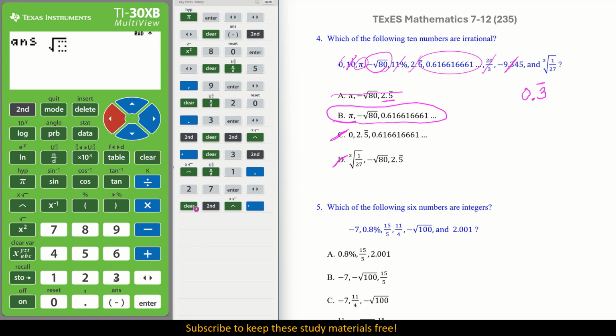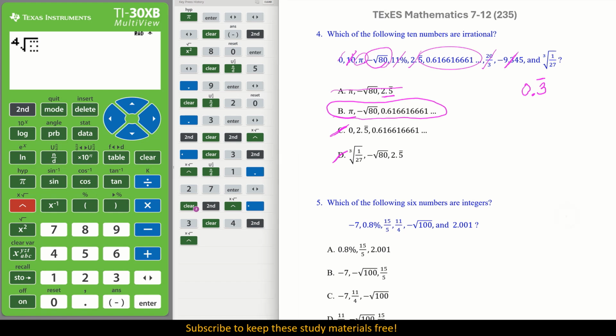And notice if I go over, it still wants to do that answer business. Don't do that. Whatever root you want, let's say I want the fourth root. I push my 4, second, and then it's just a little easier to get that to work. Okay? All right, that being said, let's look at number 5.